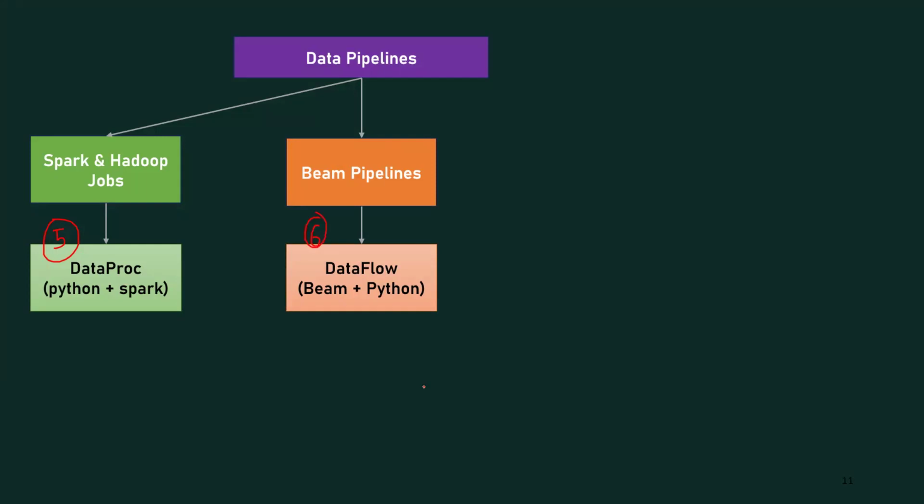So we are going to learn about Apache Beam with Python here, sir. We are going to create the custom pipelines. We are going to create the template method pipelines also. Both we are going to create. So Dataflow, that is our 6th service.